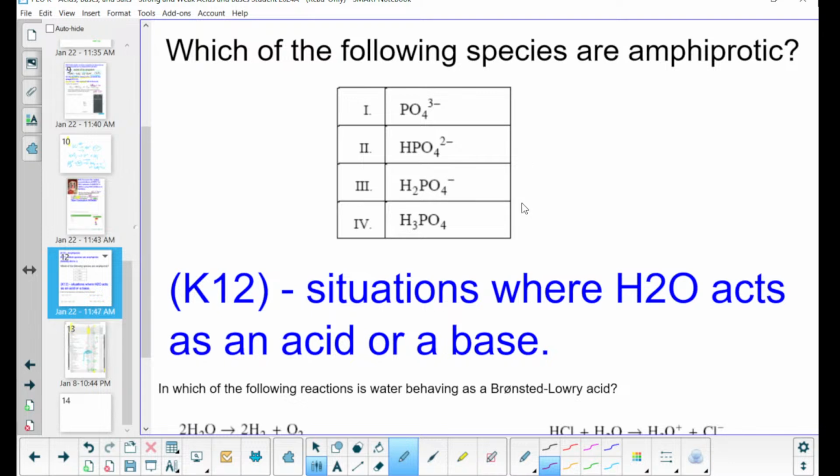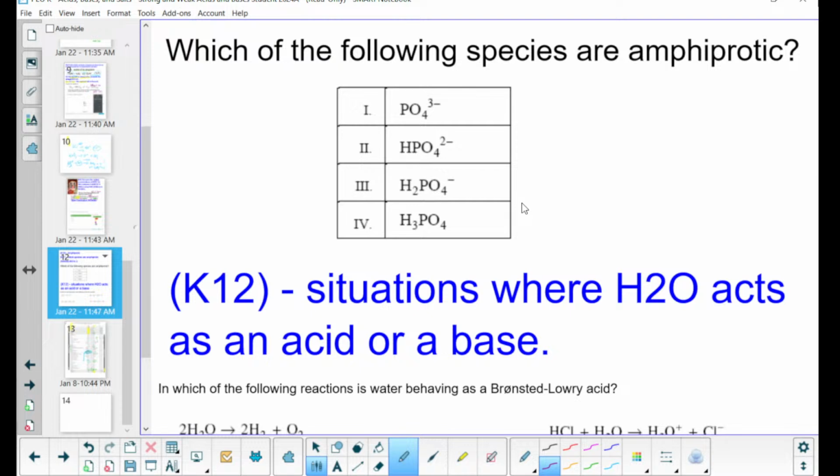Okay. The next one is H2PO4 minus. Is that amphiprotic? Because you can get rid of the hydrogen, it'll be HPO4 2 minus. Or it can accept a hydrogen. It'll be H3PO4. Right. Can this one be amphiprotic?